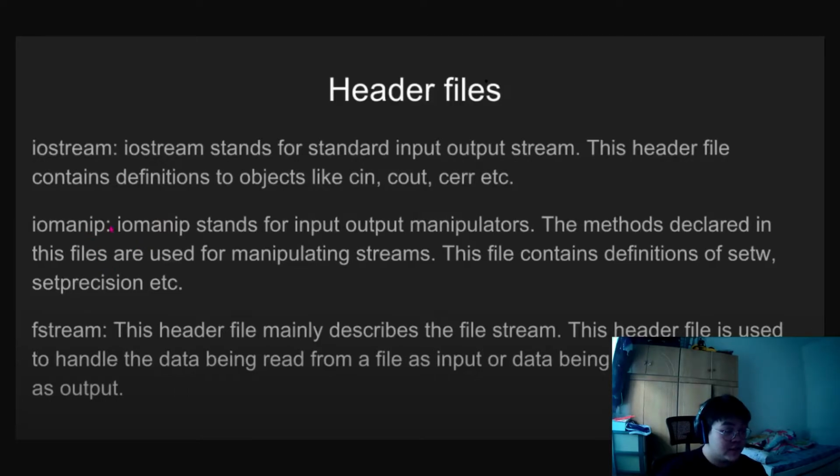The first one is iostream. iostream stands for Standard Input and Output Stream. This header file contains definitions of objects like cin, cout, cerr, and many more.